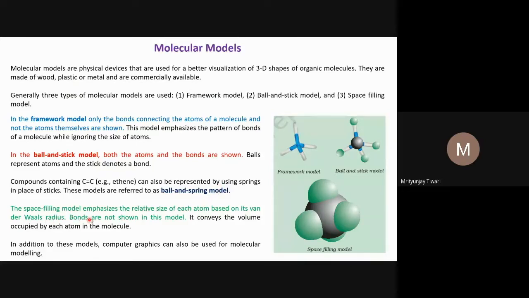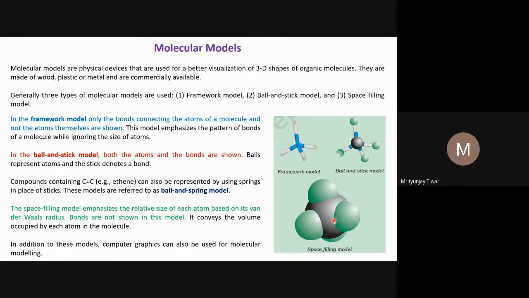So the space filling model emphasizes the relative size of each atom based on its van der Waals radii. The van der Waals radii of each atom is taken into account when one uses this space filling model, and there will be a certain ratio that one uses, because the van der Waals radii are in the angstrom range, and the models that we use, we can see with our naked eyes. It means these models are much larger than the real van der Waals radii.